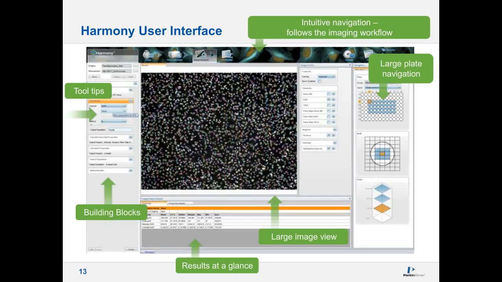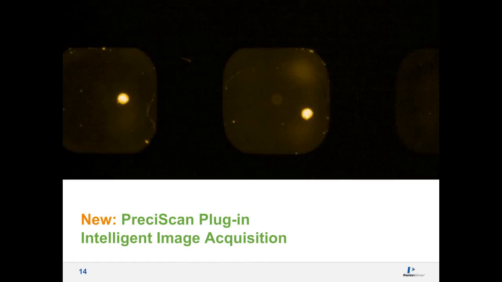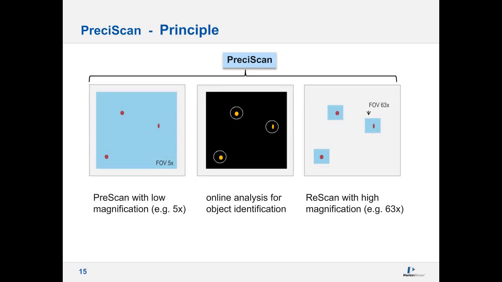Now, let's discuss a few of the newest features in Harmony 4.5. Most importantly, a plugin that we dubbed PreciScan, which provides you with access to intelligent image acquisition. So what is that? Very typically these days, you encounter some sort of rare event screening where the phenotype of interest is few and far in between inside a given well.